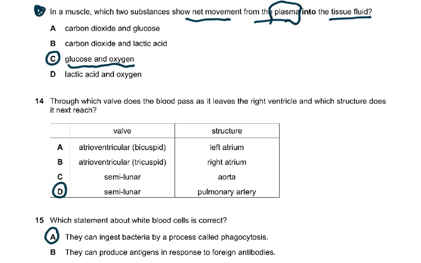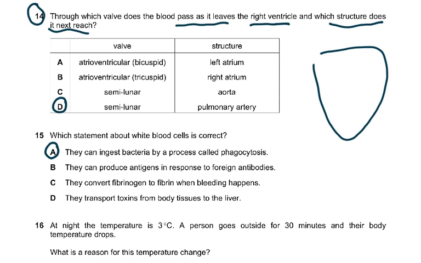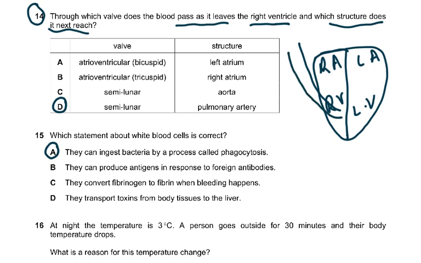Then coming on to question number 14, through which valve does the blood pass as it leaves the right ventricle and which structure does it next reach? So let's look at the heart now. This is the diagram. And as we know, this is the right atrium, this is the left atrium, this is the right ventricle, and this is the left ventricle. So it says which valve as it leaves the right ventricle. As it leaves the right ventricle, it has to cross these valves here at the beginning of the pulmonary artery. So that would be the semilunar valves.